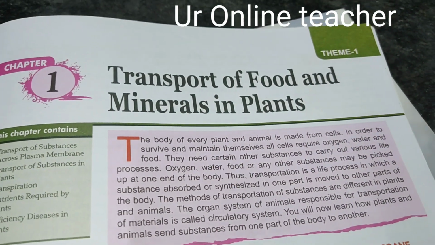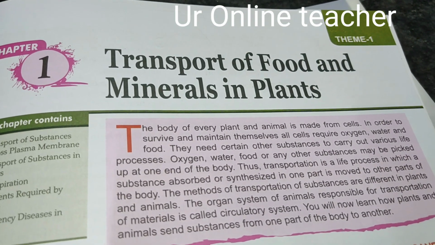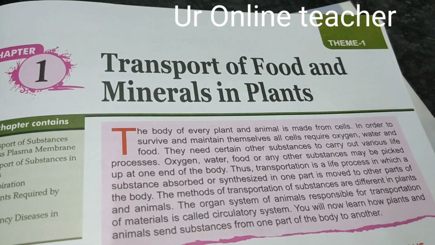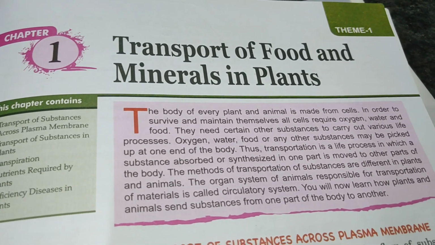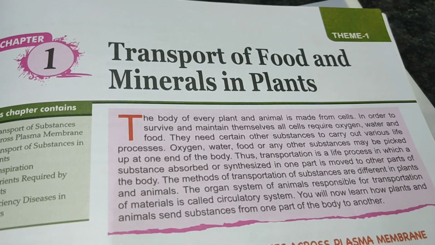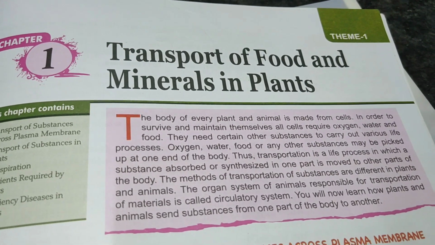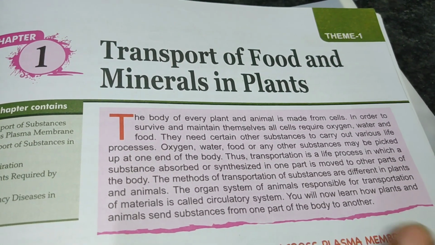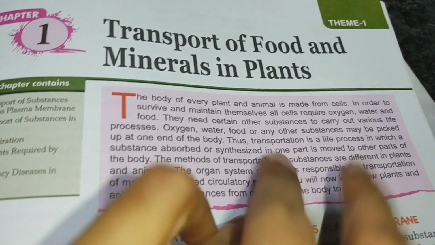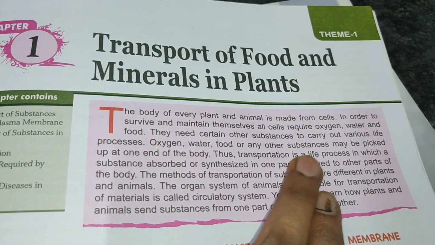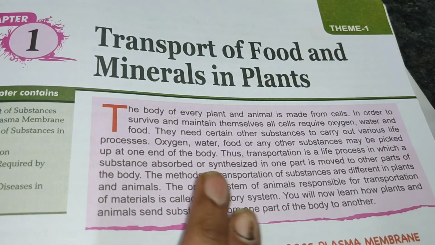The body of every plant and animal is made from cells. We know that all plants and animals, all living organisms, are made up of cells. In order to survive and maintain themselves, all the cells require oxygen, water and food. To acquire oxygen, water and food there are different processes, and after acquiring they should be transported to all the body parts. So oxygen, water, food or any other substance may be picked up at one end of the body, and it is transported.